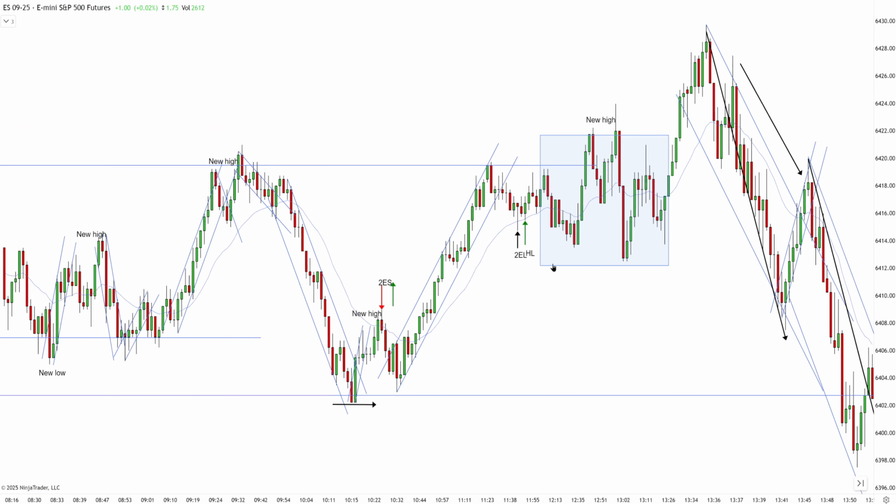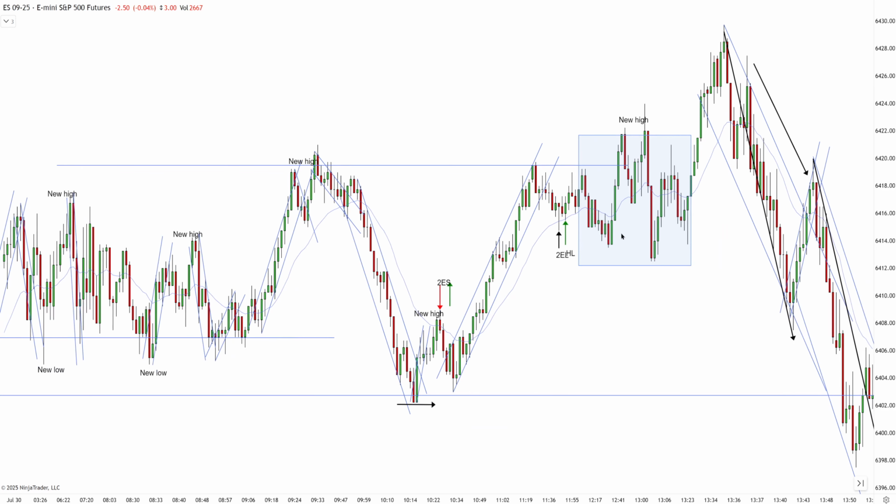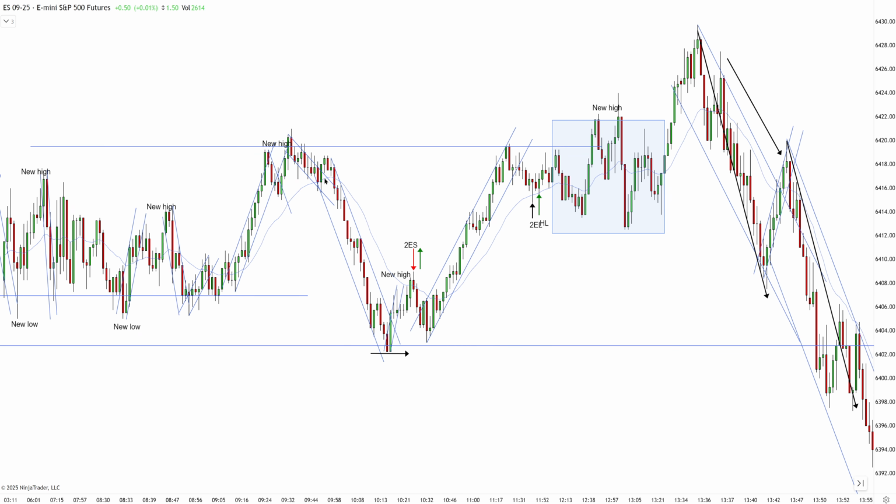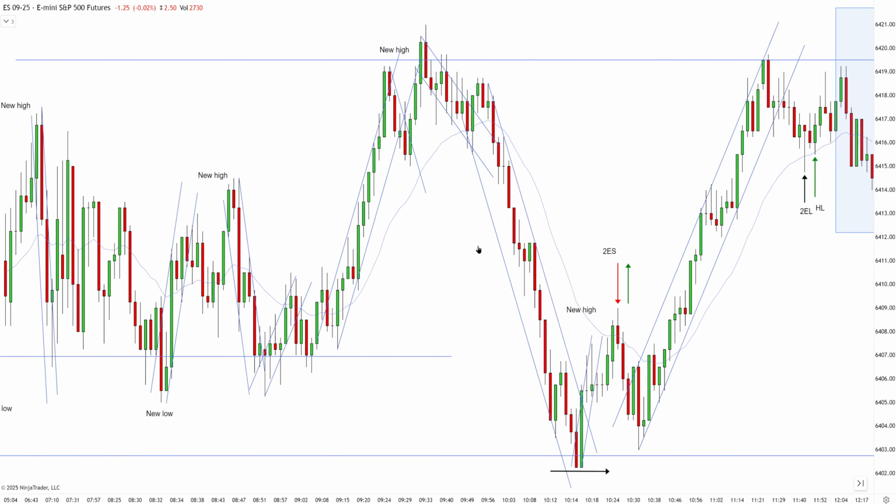FOMC days tend to be really slow prior to the announcement, so you may want to consider just sim trading this or just watching it from the sidelines, because the market is many times super slow and quite choppy. It wasn't as bad, but it was quite slow and choppy. I had a losing trade right here, which I'm going to talk about one more time.